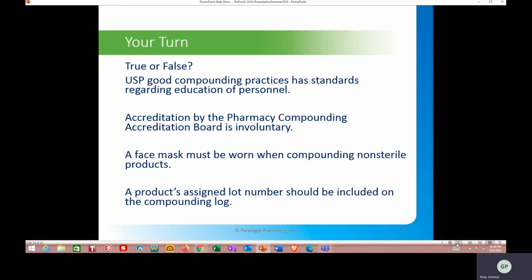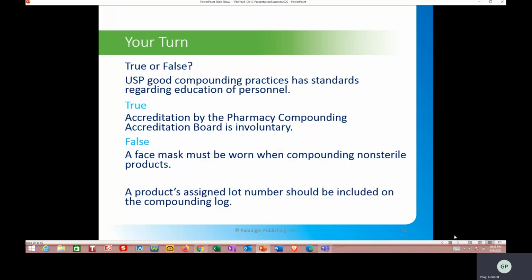Okay, true or false? USP, good compounding practice has standards regarding educational personnel. That is obviously true. The accreditation by the Pharmacy Compounding Accreditation Board is involuntary. That's definitely false. That means you don't have to be accredited if you don't want to. So that's obviously false. Face masks must be worn when compounding non-sterile products. So non-sterile, it doesn't need to be worn. Sterile, it will need to be worn.